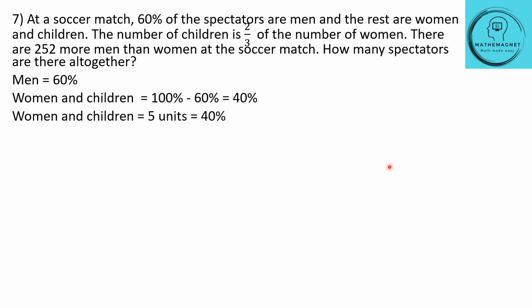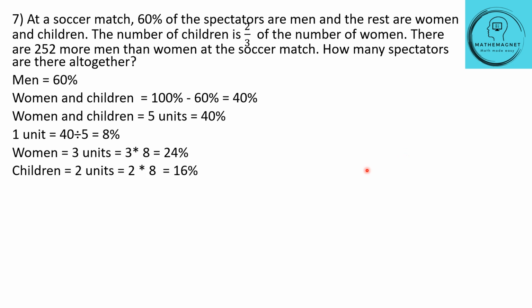So we know men is 60%, so women and children will be 100 minus 60, which is 40%. Now we know women and children are 5 units. This is 2 units plus 3 units, which is 5 units, and these 5 units together are 40%, correct? So 1 unit will be equal to 40 divided by 5, which is 8%. Now women are 3 units, which is 3 into 8, because 1 unit is 8%. So 3 into 8 will become equal to 24%. So that means there are 24% women, and children is 2 units, so that is equal to 16%.